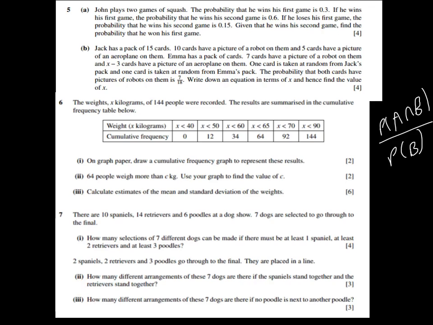For part 2 and 3, they're asking you now to place them in a line, and you're looking at arranging them, and you're down to only these 7 dogs here. So here you want the spaniels to stand together and the retrievers to stand together, and the poodles can go wherever. So you're going to make a group of spaniels and a group of retrievers, and then put the 3 poodles around that. It makes 5 things that you're arranging, so it's 5 factorial. But then within each of the groups of spaniels and retrievers, you can arrange those 2 factorial ways. So it's going to be 5 factorial times 2 factorial times 2 factorial.